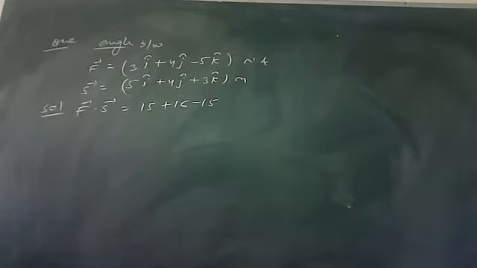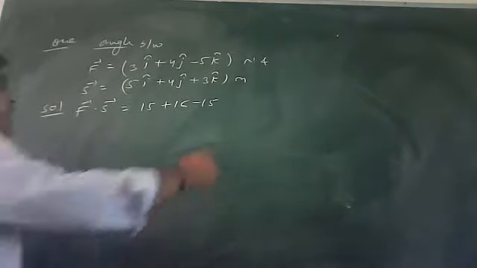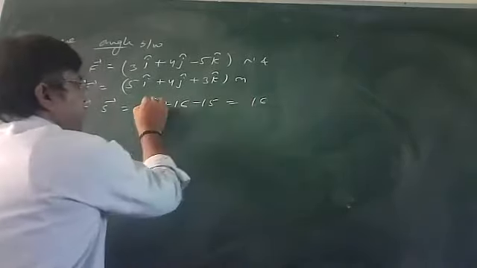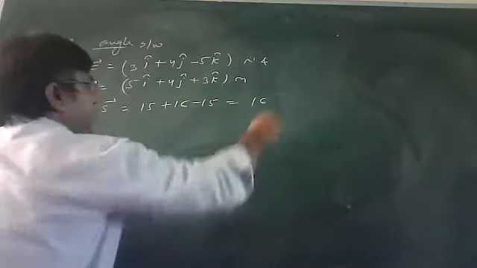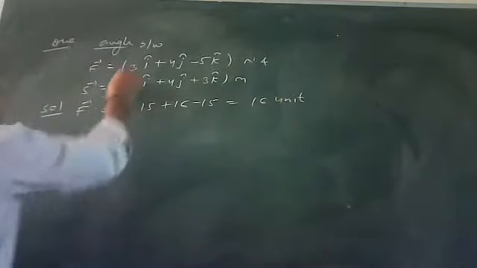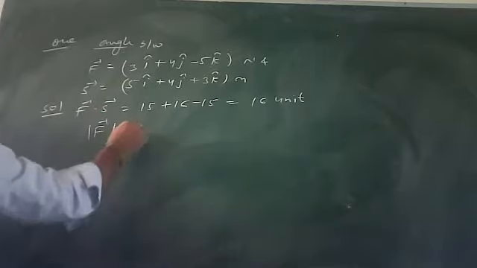That is force multiplied by displacement. What do you get here? 16. The 15 cancel. That work done is your 16 unit. Now, modulus of f vector. What is done?